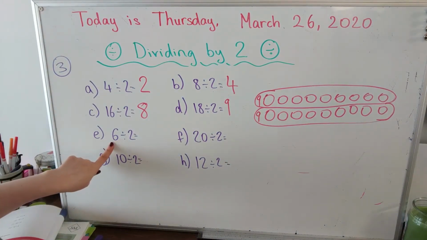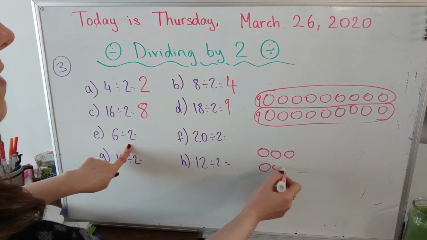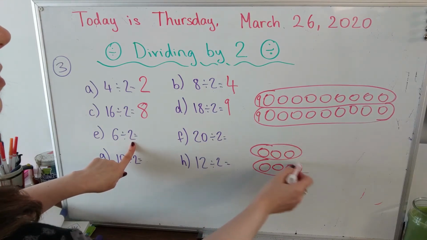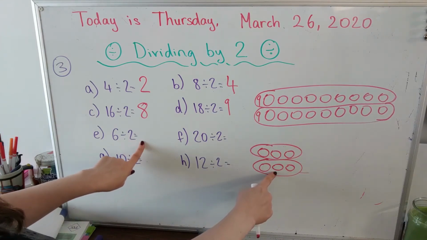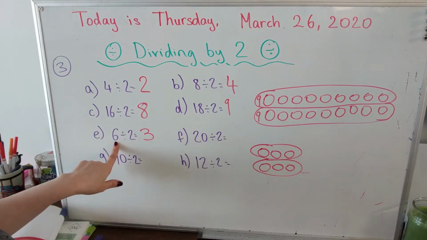Let's do this one. 6 divided by 2. 1, 2, 3, 4, 5, 6. Divide it into 2 groups. Group 1, group 2. How many are in each group? 3. 2 times 3 is 6.